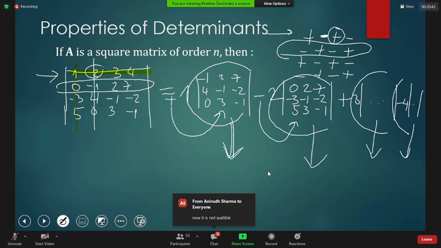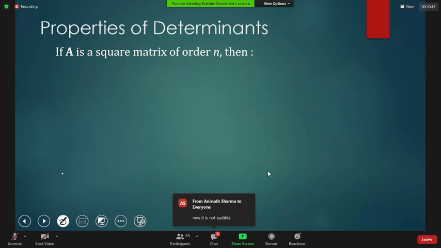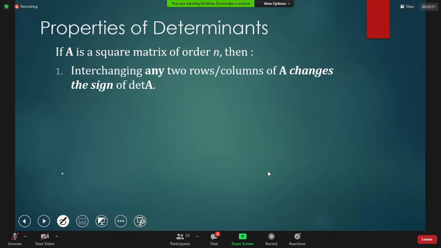And so I am going to erase this now because that was just an example. So properties of determinants. So the first property, if I interchange any 2 rows or columns, the sign of the determinant simply changes to the opposite, but the absolute value remains the same. How is that? I can show you with a 2 by 2 determinant.